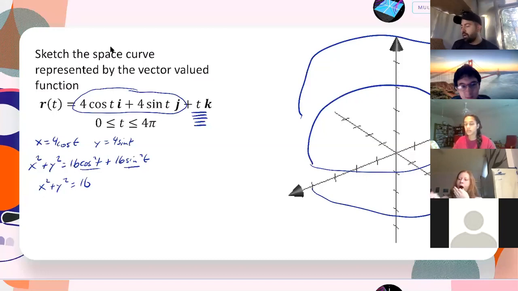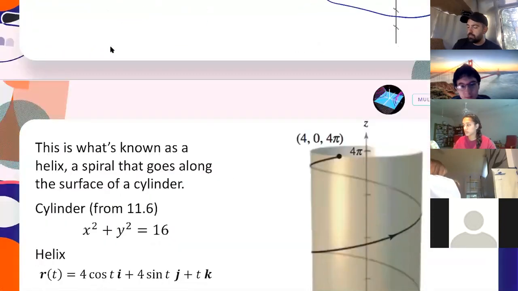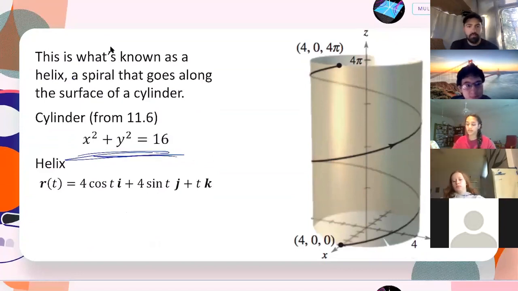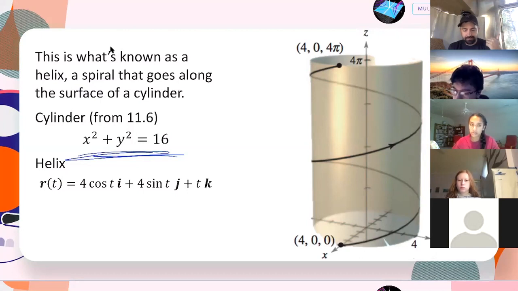Okay, so this is called a helix. And that x squared plus y squared equals 16 that we get in the xy components, that's a cylinder. This is a helix, and it's a spiral that'll go along the outside of the cylinder, with radius 4. And so it goes along the outside and around. So you want to be able to start thinking about those parameters in terms of what is this going to do? How would I model this? A helix is a favorite one to show up a lot.